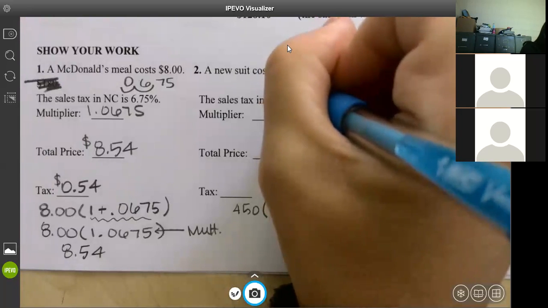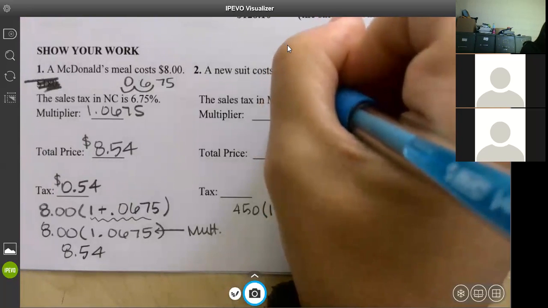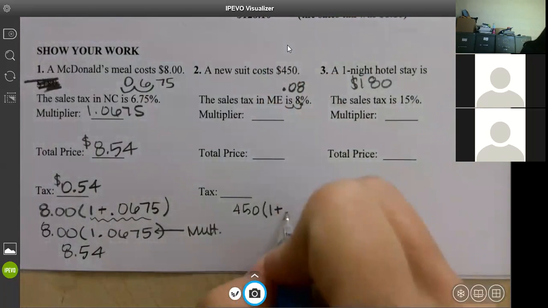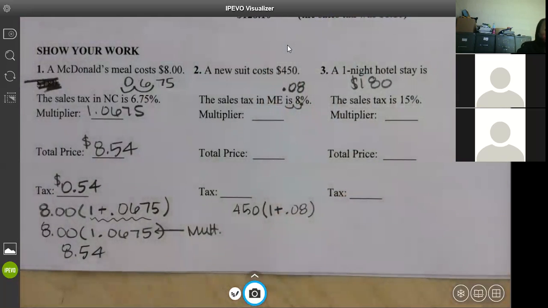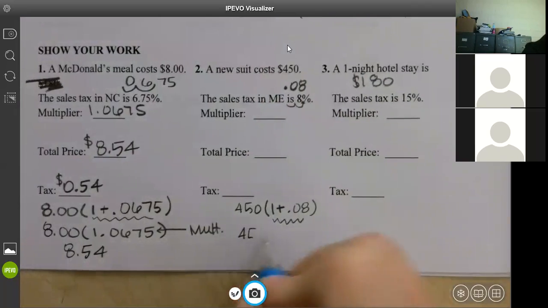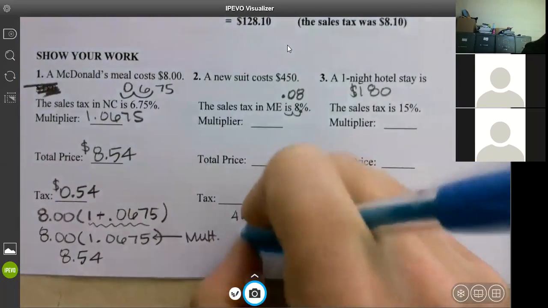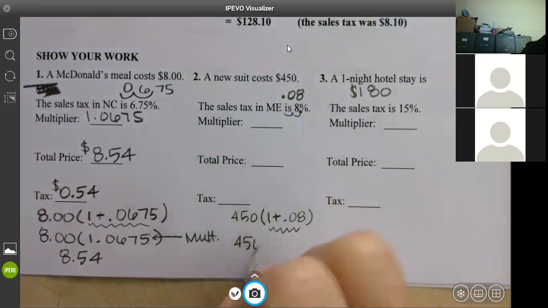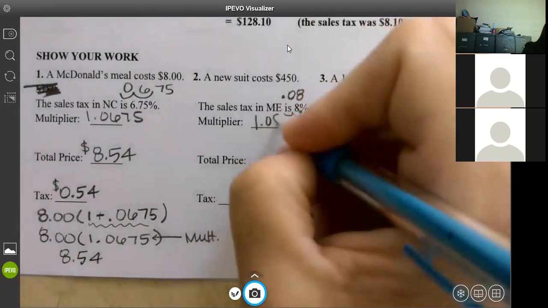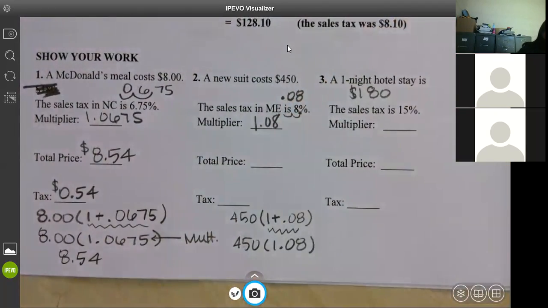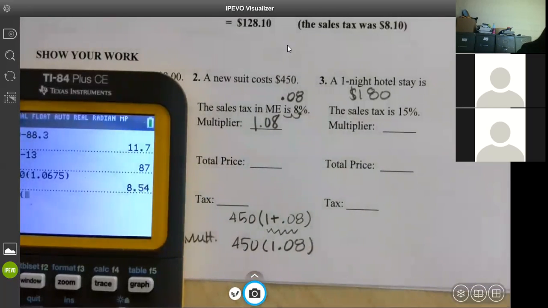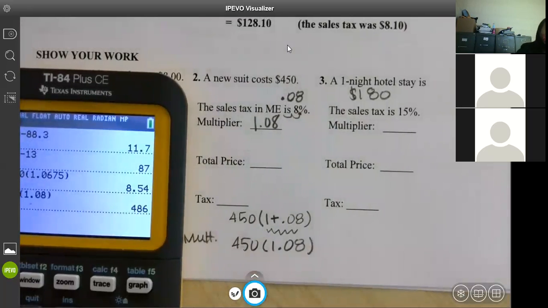How many? 0.08, just one. So again, to find your multiplier, you put these two together. And you get 1.08. Again, that's your multiplier. And then in your calculator, 450 times 1.08. What do we get?